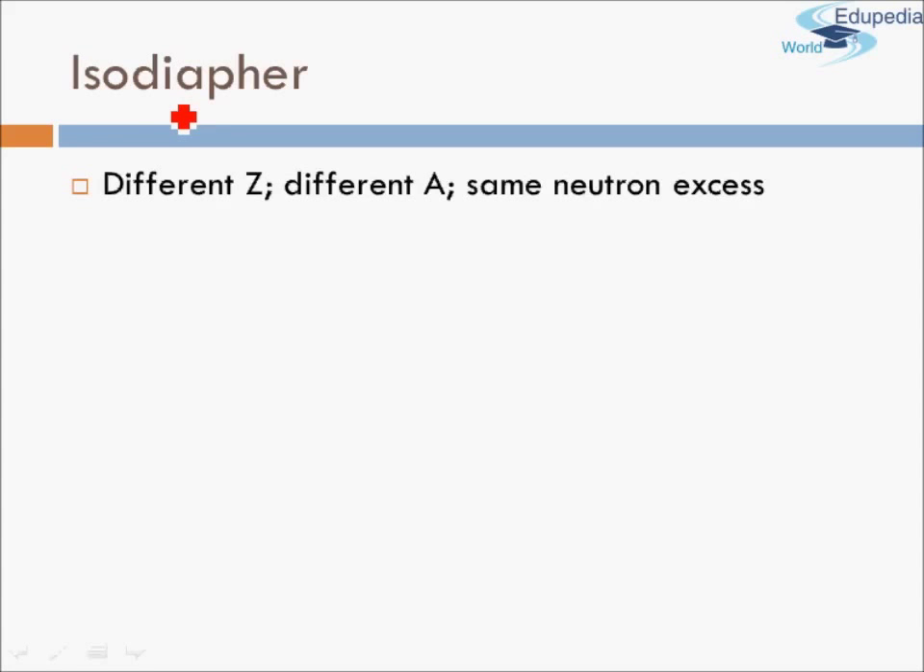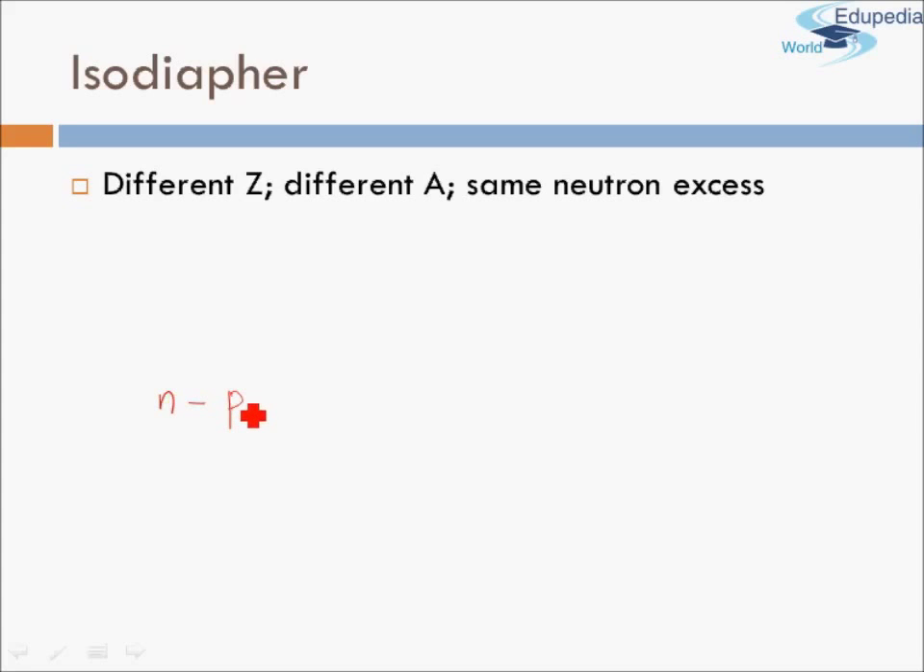So what are isodiaphers? They have different atomic number and different mass number, but they have the same neutron excess. So what is neutron excess? Neutron excess is the total number of neutrons present in an atom minus the number of protons. That is, how much the number of neutrons is in excess of the number of protons.